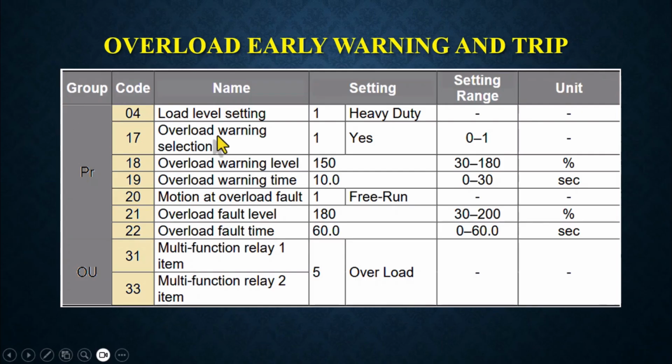If you want the inverter to first give you a warning and then trip, you need to set it in parameter PR17, the overload warning. Activate it and set it to option 1 so that the overload warning is enabled. But in PR18, it specifies the percentage. It asks you to specify what percentage of the rated current is drawn for the duration you set in PR19 so that it gives an overload warning.